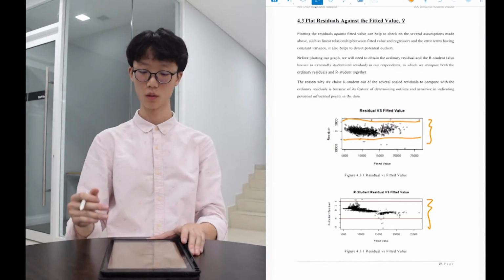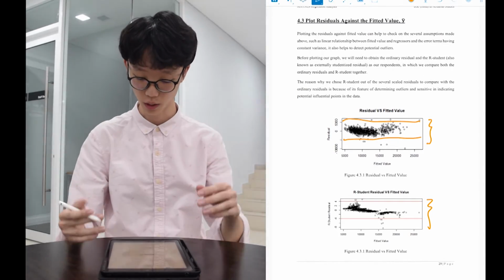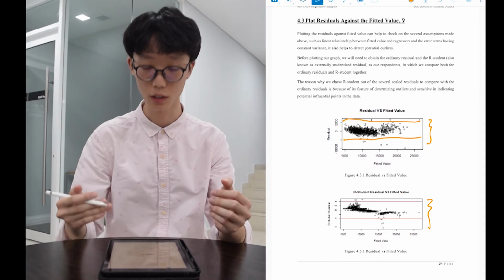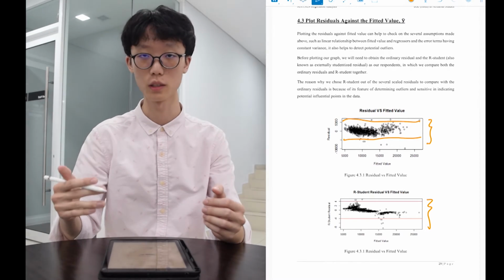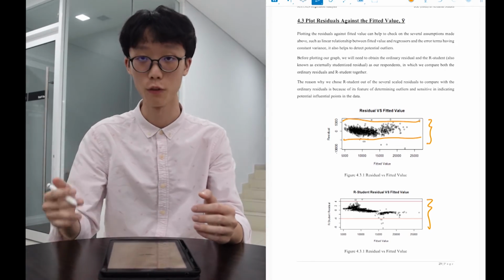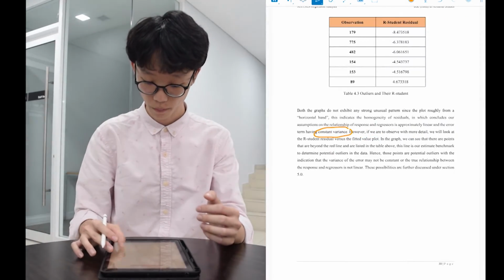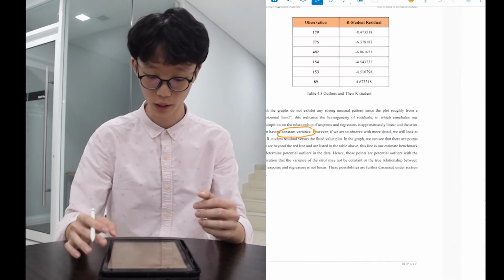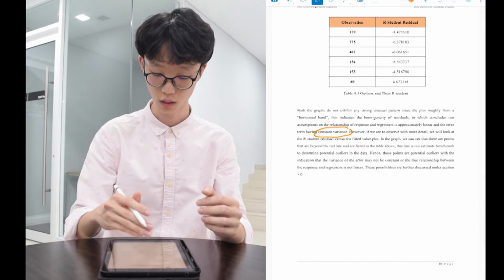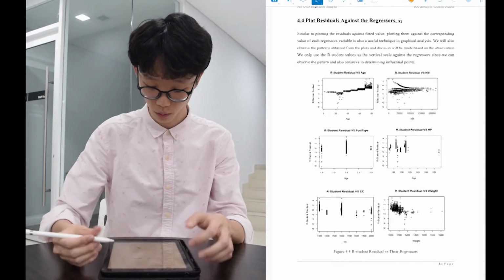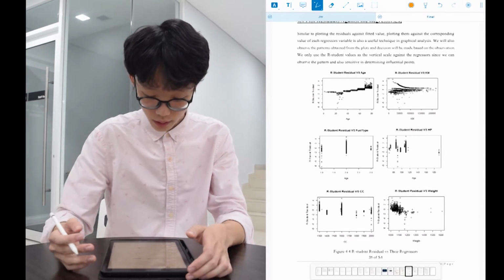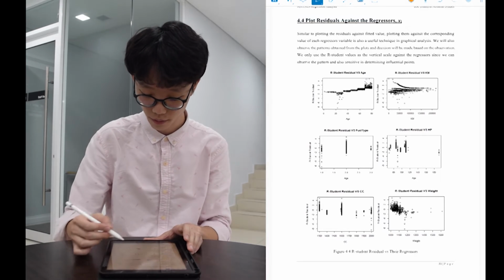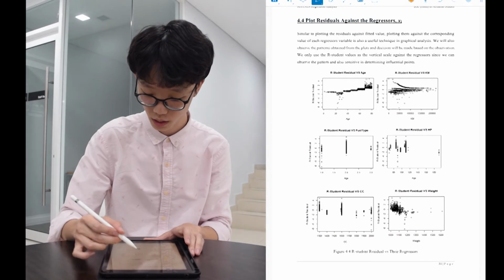The reason why we decided to use R-student residual to plot against the fitted value is due to its feature of determining outliers and also being sensitive in indicating potential influential points. I will now proceed to residual plot against the regressor before concluding the result. As you can see, we have 6 graphs, so I will just talk about the age, km, and weight.